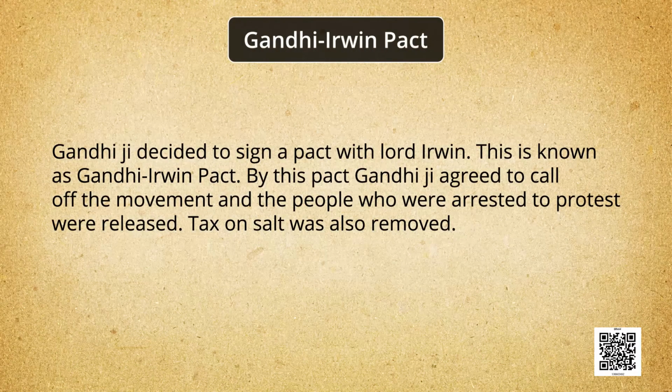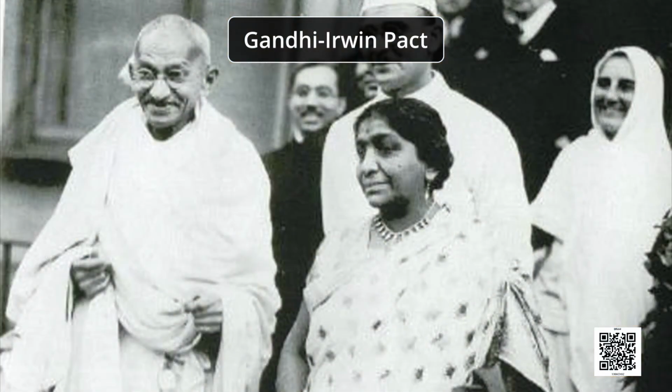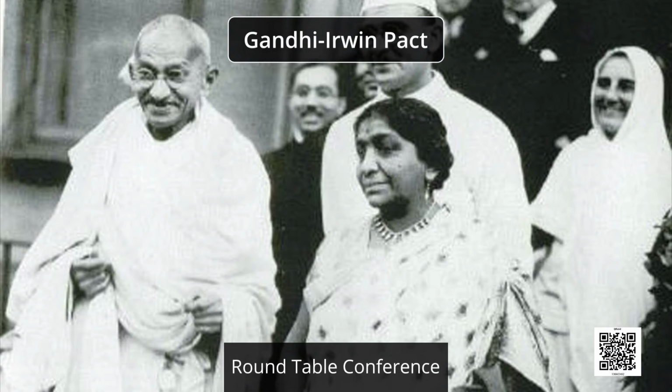In this situation, Gandhiji decided to sign a pact with Lord Irwin. This is known as Gandhi-Irwin Pact. By this pact, Gandhiji agreed to call off the movement and the people who were arrested for protesting were released. Tax on salt was also removed. Gandhiji agreed to participate in the Round Table Conference, which was to be held in London.